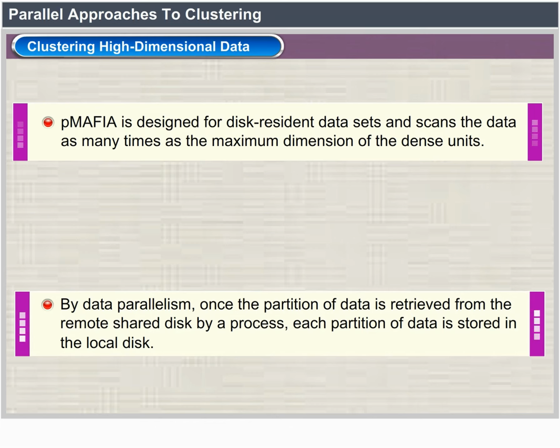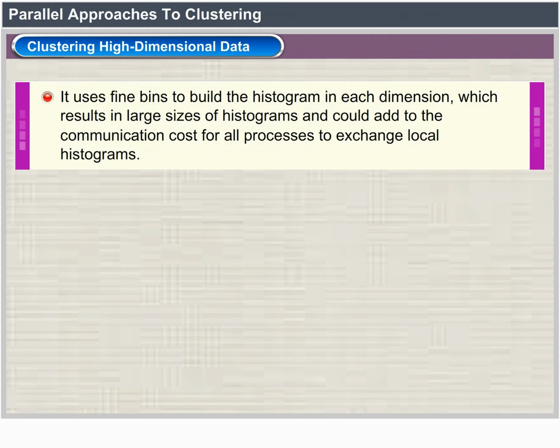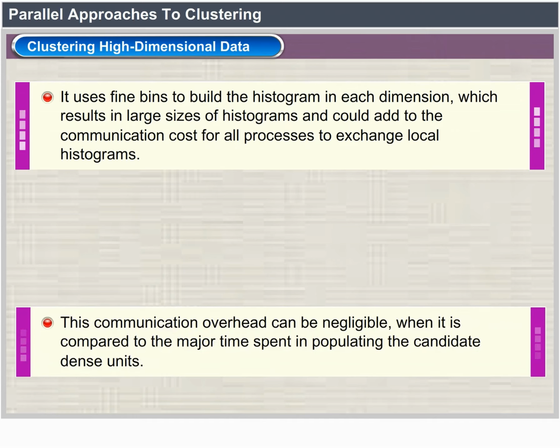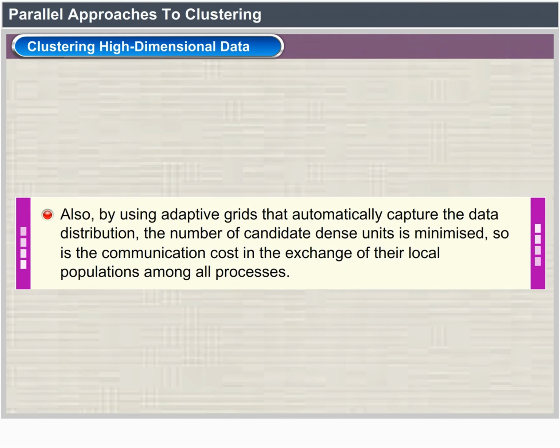It uses fine bins to build the histogram in each dimension, which results in large sizes of histograms and could add to the communication cost for all processes to exchange local histograms. Compared to the major time spent in populating the candidate dense units, this communication overhead can be negligible. Also, by using adaptive grids that automatically capture the data distribution, the number of candidate dense units is minimized, so is the communication cost in the exchange of the local populations among all processes.